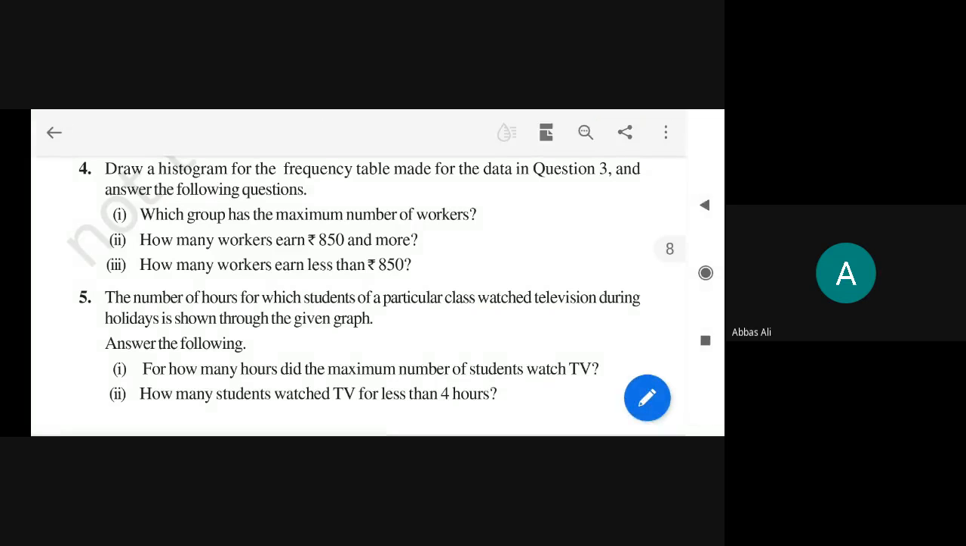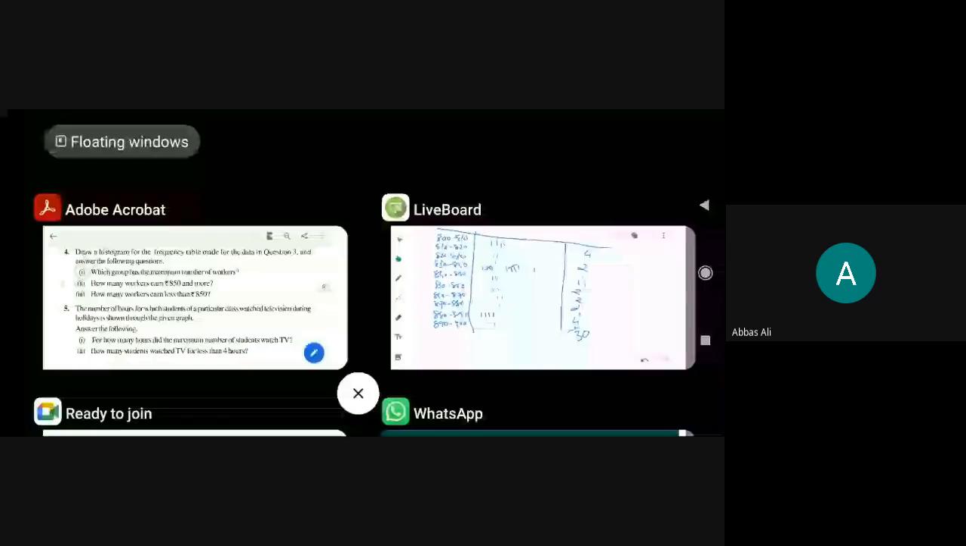Now in question number 4: Draw a histogram for the frequency table made for the data in question number 3 and answer the following questions. Which group has the maximum number of workers? How many workers earn 850 rupees and more? How many workers earn less than 850 rupees? Okay, now we have to draw a histogram.